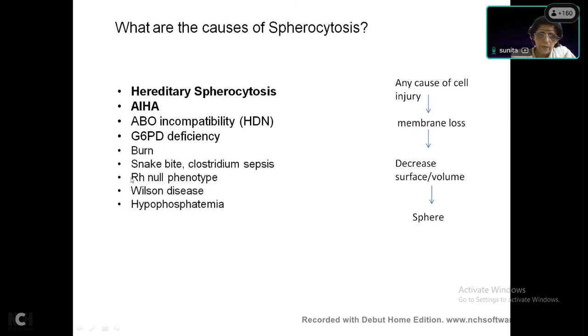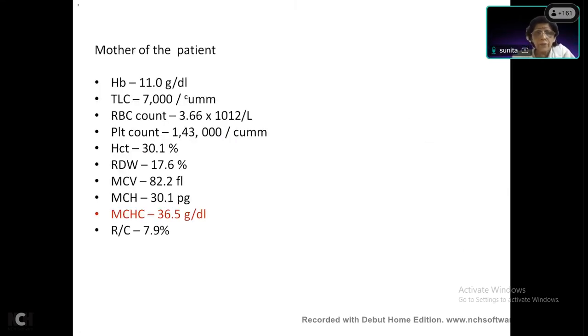Then the other causes, like we have a case of Wilson's disease where the copper is increased and that leads to membrane injury. Similarly, snake bite and Clostridium toxins cause release of enzymes which cause damage to the phospholipid of the cell membrane. So in all these, there is membrane loss, a decreased surface to volume ratio, and the cell becomes spherical in shape. In this patient's mother, the hemogram shows similar findings, except she is mildly anemic, but MCHC is raised, the RDW is mildly raised and the retic count is high.